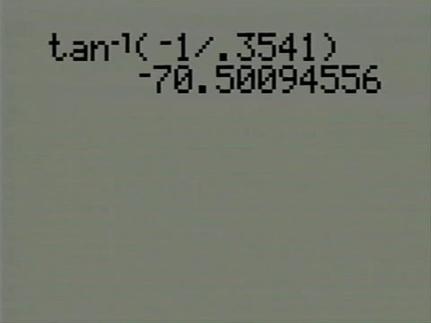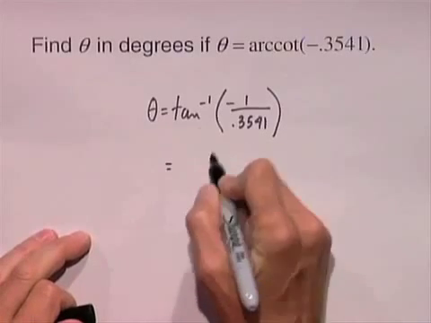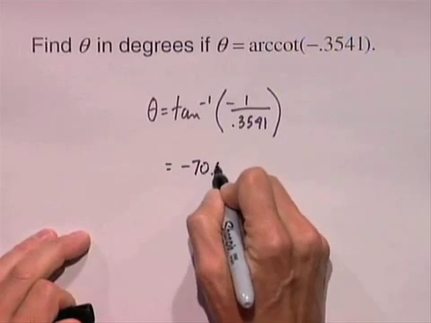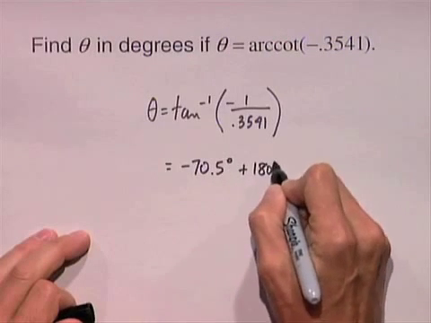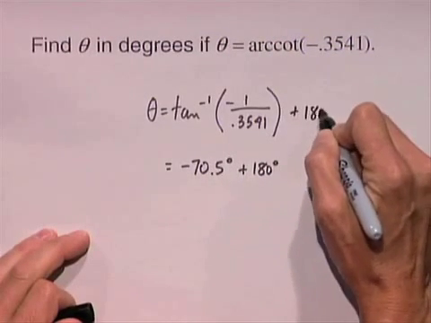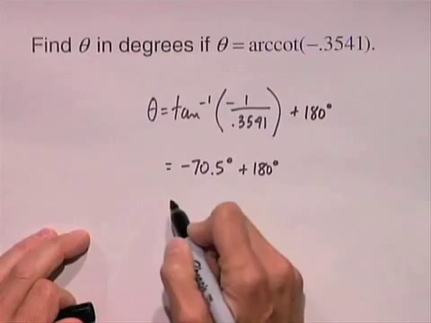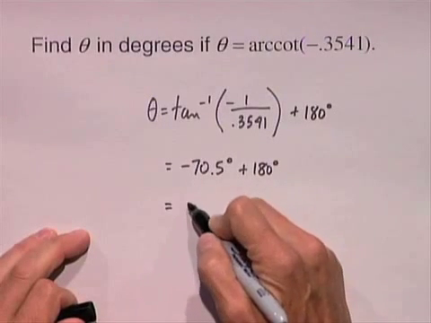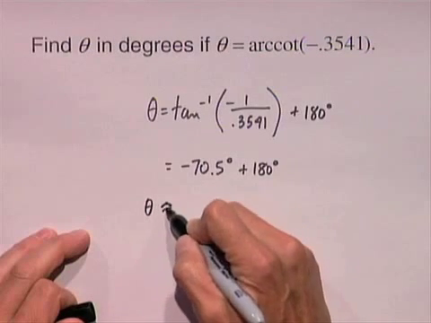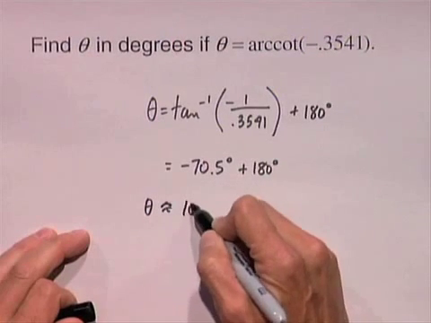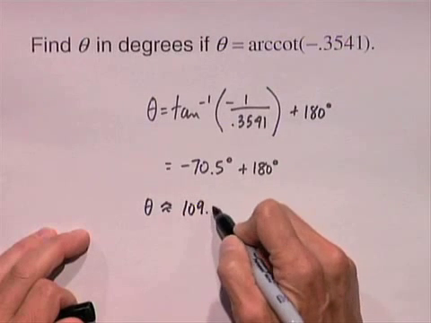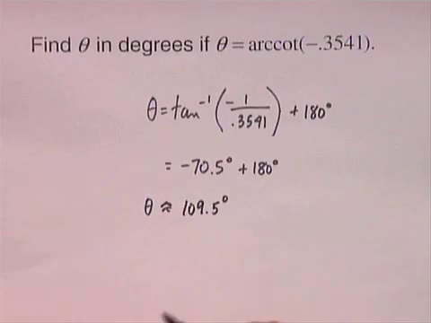Now that's not an angle that's in quadrant 2. So I need to take that, add 180 to it. I'm going to take negative 70.5 as the value that I found for this inverse tangent in degrees, and add 180. So probably to be correct, I should add 180 right here to indicate that that's what I need to do. When I add those together, I end up with theta as approximately, because I did round the 70.5, 109.5 degrees.